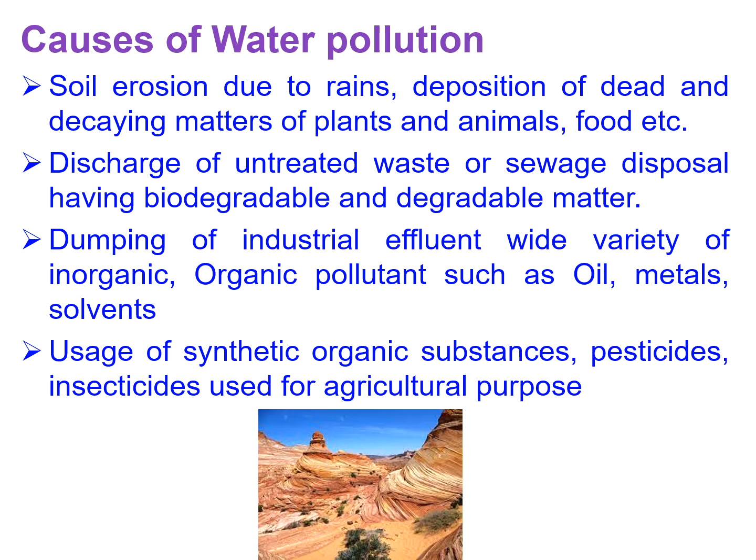Discharge of untreated waste or sewage disposal having biodegradable and non-degradable matter, the dumping of industrial effluent, and a wide variety of inorganic and organic pollutants such as oil, metals and other solvents are also causing pollution. The use of synthetic organic substances, pesticides and insecticides in agriculture is also causing massive water pollution in rural areas.